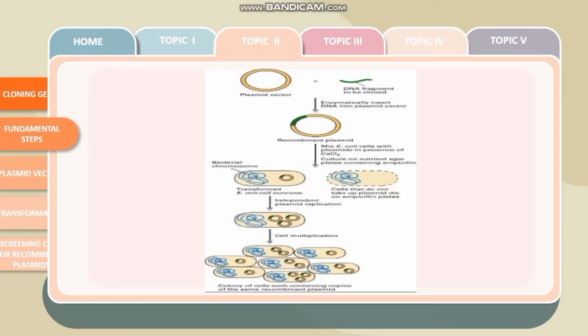During the division of the host cell, it copies the recombinant DNA molecules that are passed to the progeny, and further vector replication takes place. After a large number of cell divisions, a clone of identical host cells is produced. So those are the fundamental steps in gene cloning.